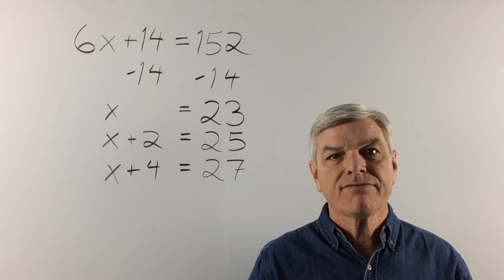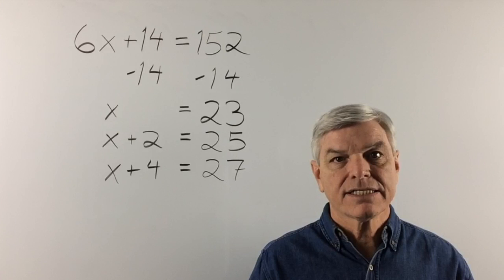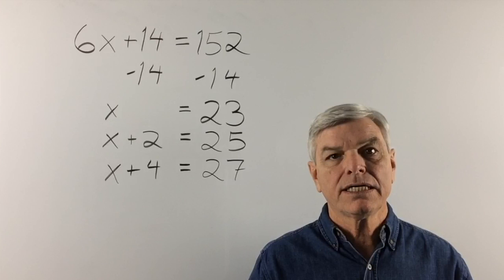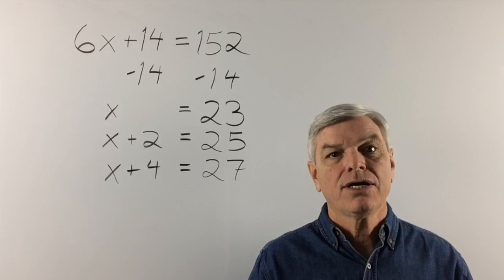What was the question? Find 3 consecutive odd integers. Well, these integers are consecutive in the sense that they are odd. So they're odd. They didn't come out even. So that's good. And that's what they are, 23, 25, and 27. And that is the answer to our second problem.